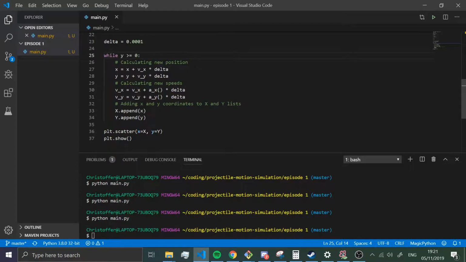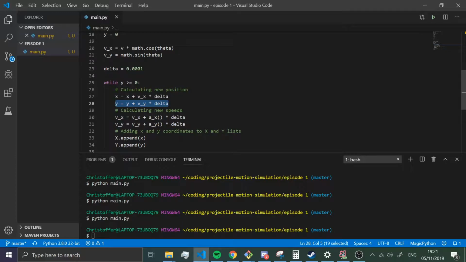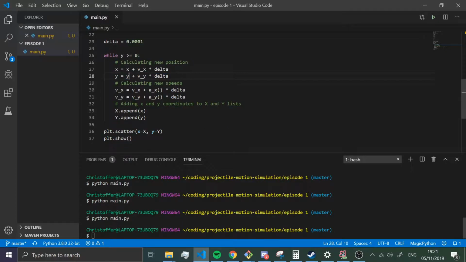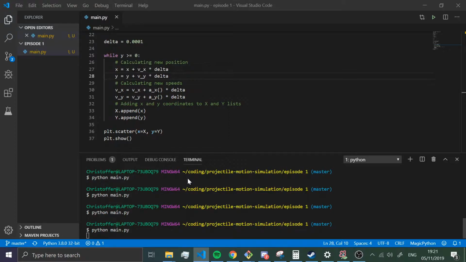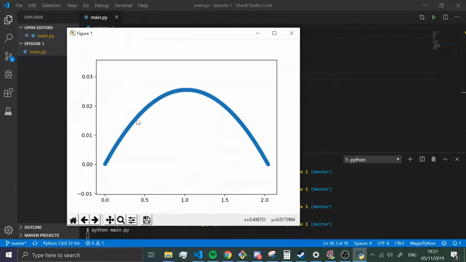Right, because you see here, we're updating y every time in the loop, and eventually y is going to be negative, and then it'll stop. So let's see what we get when we do this. There we go. See? That was the perfect number of iterations.